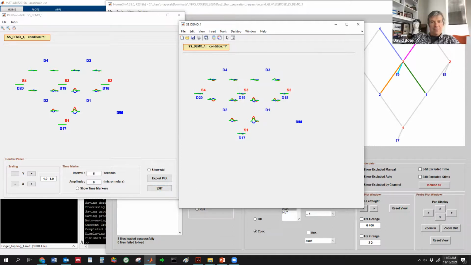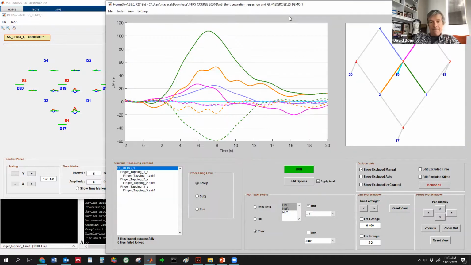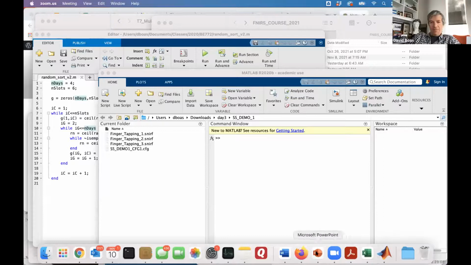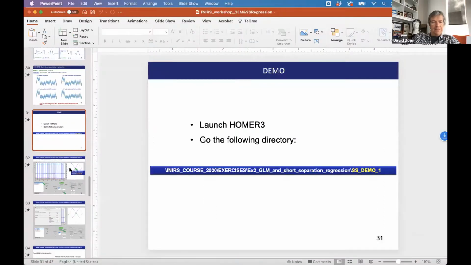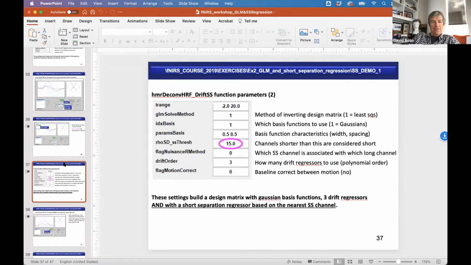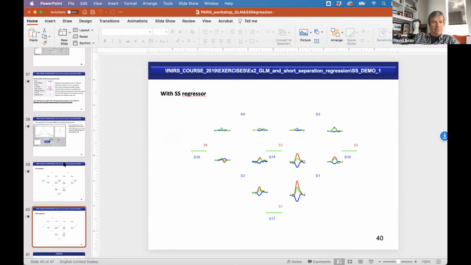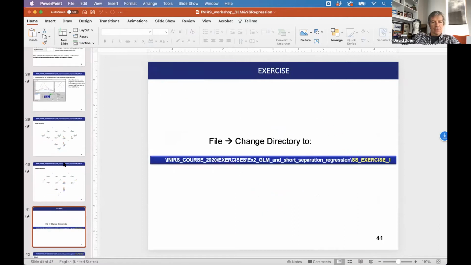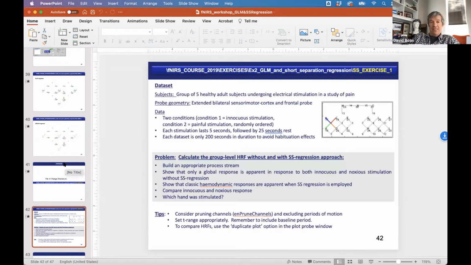Okay, Miriam, you want to stop sharing? So I can come back. So that's it for the demo. We now have an exercise that you can work on, which is the next folder in that directory. So you can change to that directory and open things up.